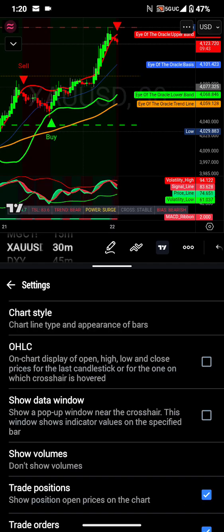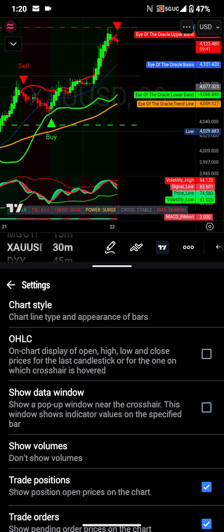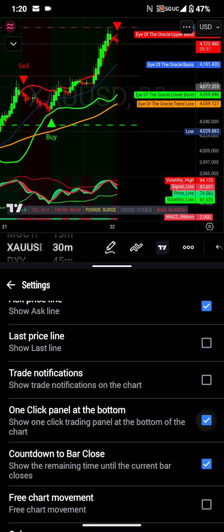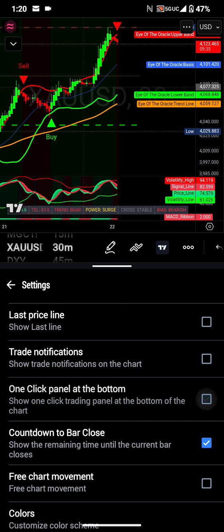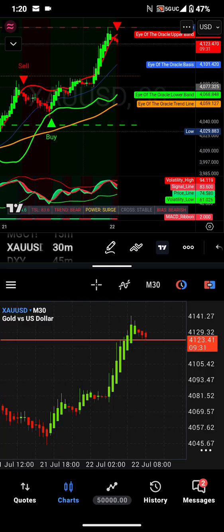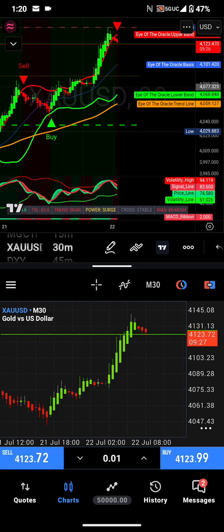I'm going to hit settings again because I don't see the button. Show data. Let me see. I want to see one click. Okay, so if you come up here in the right hand corner, is the trade buttons. That'll bring up the buttons, and they flash to let you know what price is doing currently. But the right button is the buy button. The left button is the sell button.